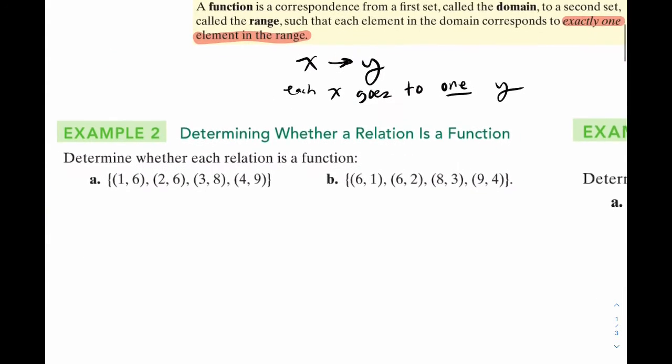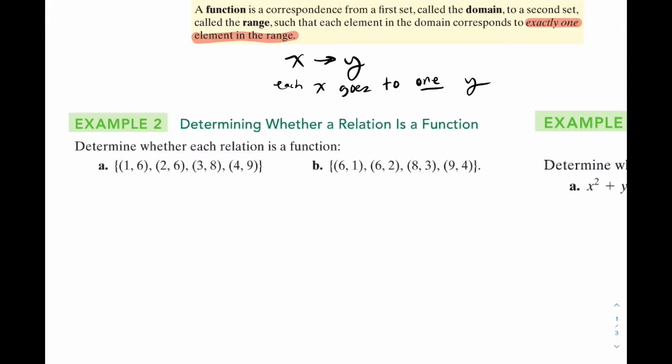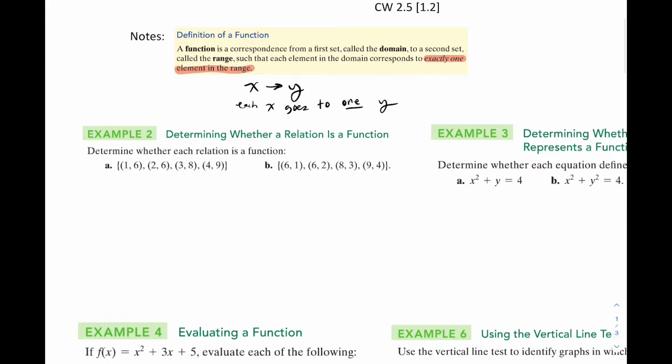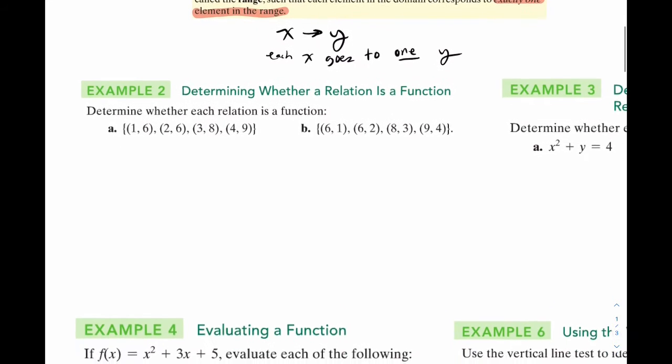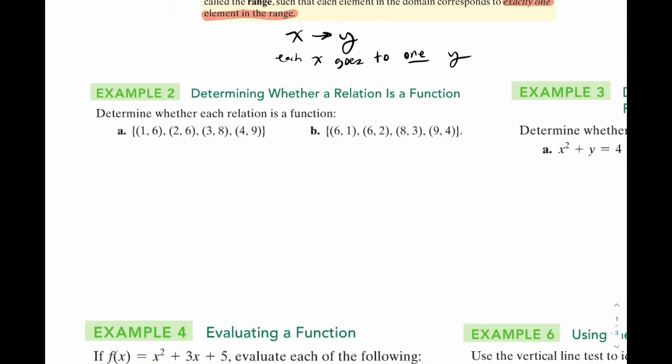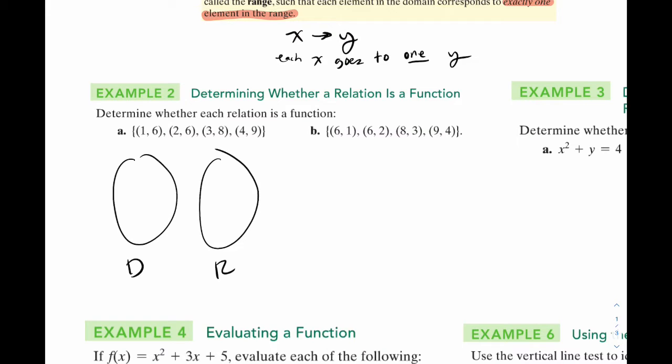So if we're going to do these first couple, it says figure out which relation is a function. So a relation is simply pretty much any set of numbers or any equation really. You can think of it as a relation between numbers. We're going to do a basic technique you probably remember from your Algebra 1 days. Domain and range like that. Plug in your domain, plug in your range, and map it.